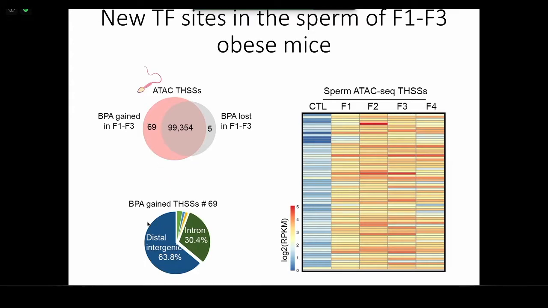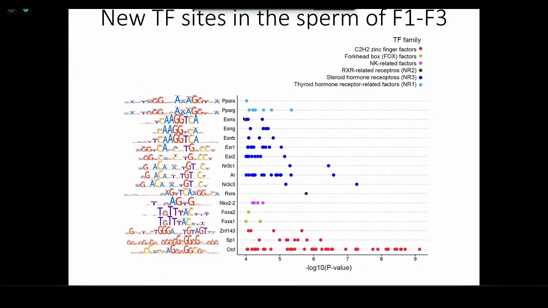Okay, and they are mostly present in distal intergenic regions and introns. So they correspond to enhancers. And when we look at the motifs that are present at those 69 sites, you can see CTCF is the one that is present at most sites. So most of these new sites have CTCF.